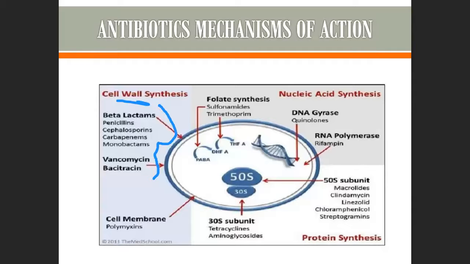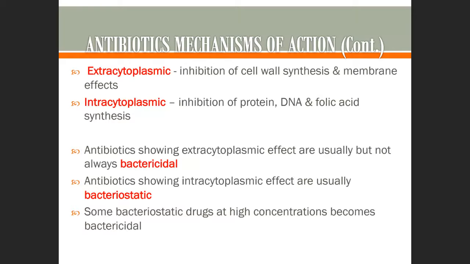And protein synthesis, as we have discussed, is inhibited by drugs acting on the 30S and 50S units. Some drugs like polymyxin affect the cell membrane area. So based upon their different sites of action, they act on different areas of the bacteria, and are classified under different classes based on their mechanism of action.